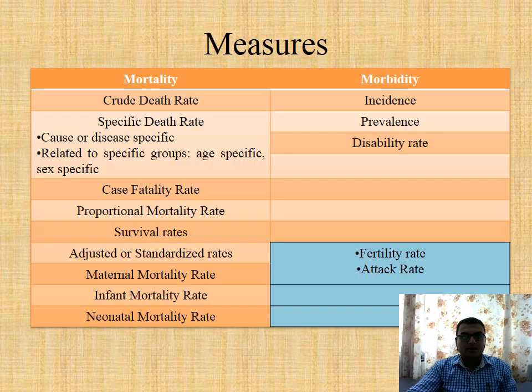Mortality indicators are crude death rate and specific death rate. It could be cause specific or disease specific death rate, or it is related to a specific group, like age specific or sex specific death rate. Next is case fatality rate, proportional mortality rate, survival rate, adjusted or standardized rate, maternal mortality rate, infant mortality rate, and neonatal mortality rate. Morbidity indicators are incidence rate, prevalence rate, disability rate, etc. Also, we have fertility rate and attack rate. Let's see one by one.